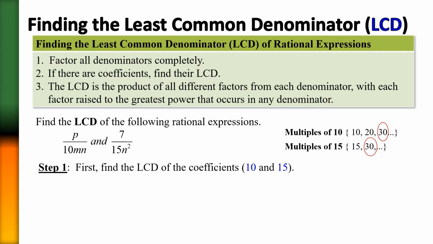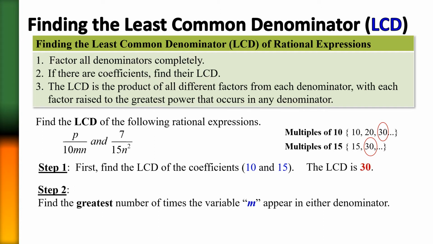So the way you find the LCD with the variables, you want to know the most amount of times that variable appears in either denominator. So very important that you note it's in either, not both. You want to know the greatest number of times it appears in one or the other. So let's start with m. I want to know at most what is the greatest number of times that m appears in the first denominator or in the second denominator. I see that in the first denominator you have 1 m, and in the second denominator there are no m's, so at most we have 1 m.